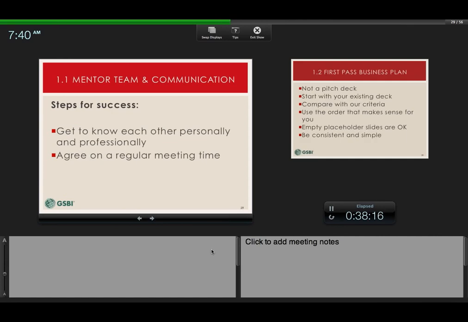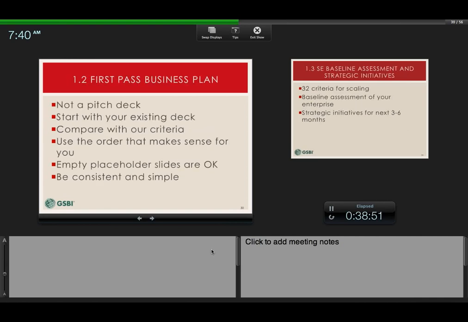So the first one is the mentor team and communication. So very simply, get to know each other. It takes some time on a Skype call or telephone call. And the most important tip there is agree on a regular meeting time. We know there are challenges with your busy schedules and time zone differences, but if you can find a regular meeting time so that most weeks you can have that call, you get into your schedule, the mentors get into their schedule, and that's really been key for having a good relationship. There are some more tips about that in the group site.